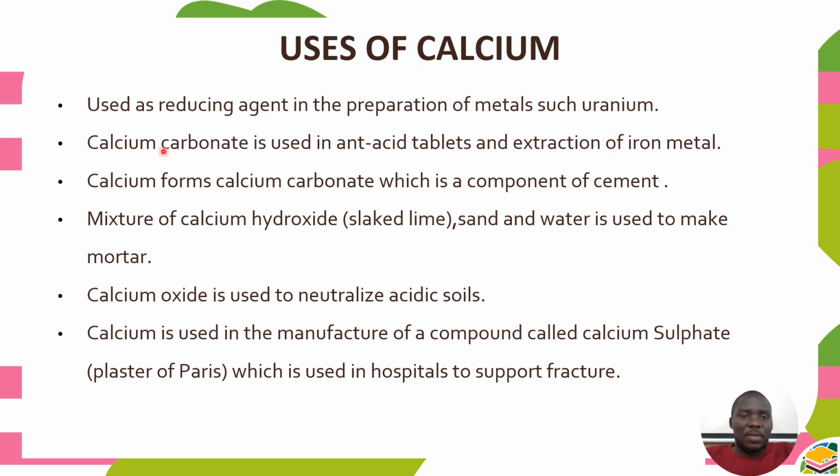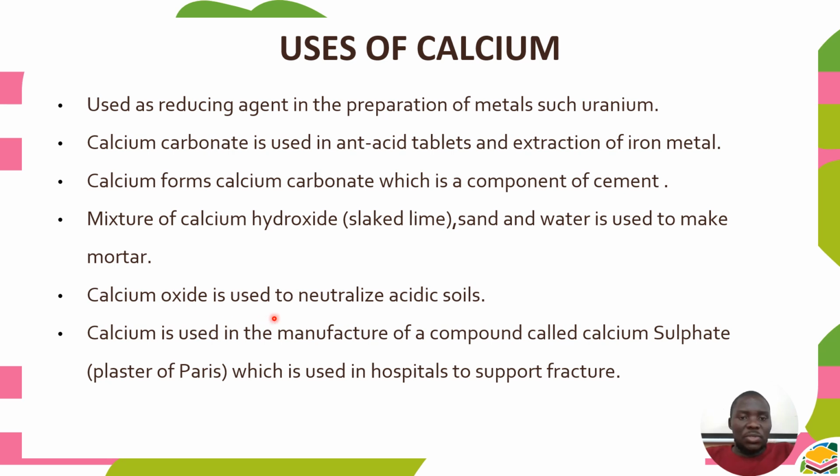So the uses of calcium: it is used as a reducing agent in preparation of metals such as uranium. Calcium carbonate is used as antacid tablet and in the extraction of iron metals. How? Here in extraction it is able to remove the impurities. Calcium forms calcium carbonate, which is a component of cement. A mixture of calcium hydroxide, that is slaked lime, sand and water is used to make a mortar.